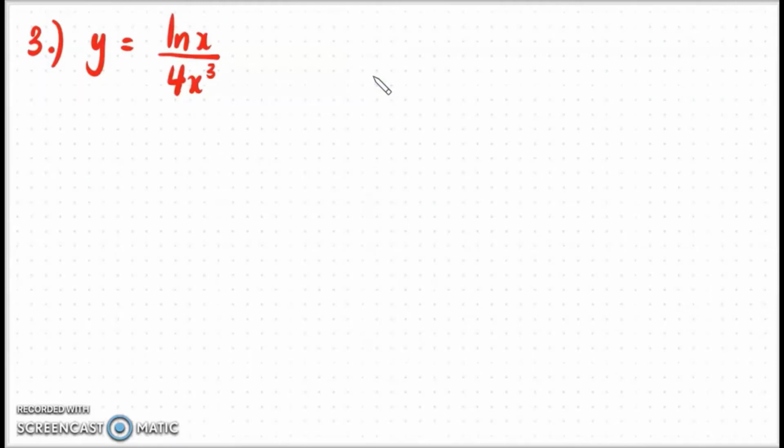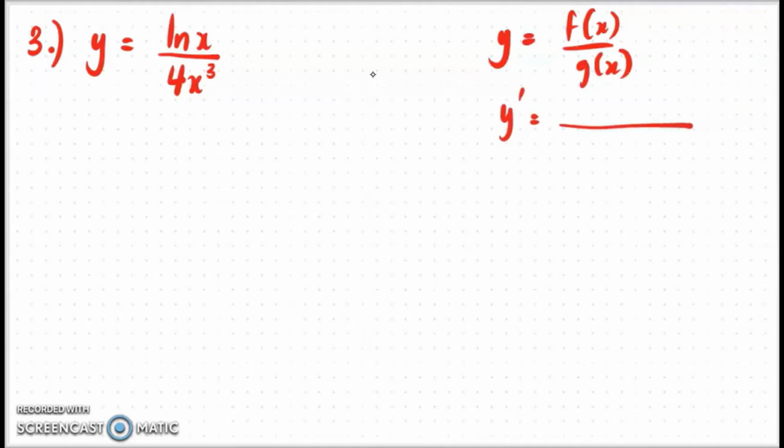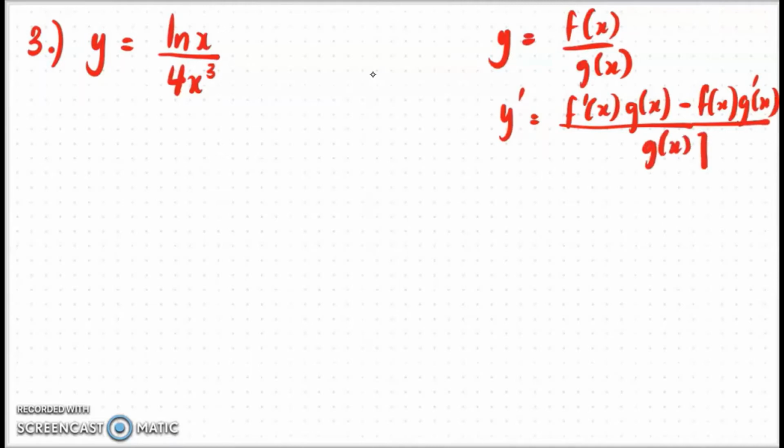For this example, let us remember the quotient rule because we have a quotient of ln x and 4x cubed here. So if we have y is equal to the quotient of f of x and g of x, then its derivative is equal to the derivative of f of x multiplied by g of x minus f of x multiplied by the derivative of g of x all over the g of x squared.